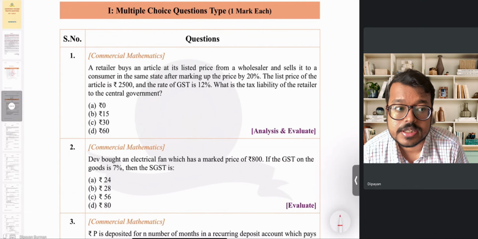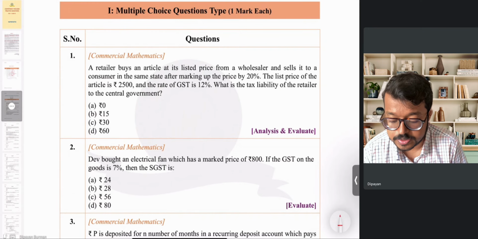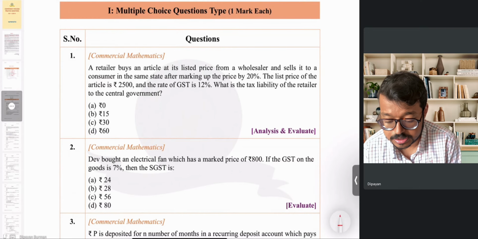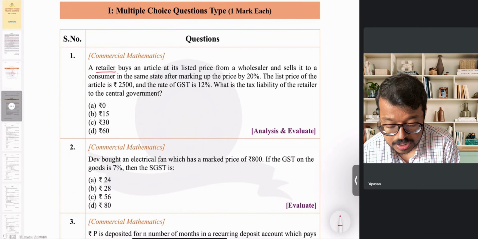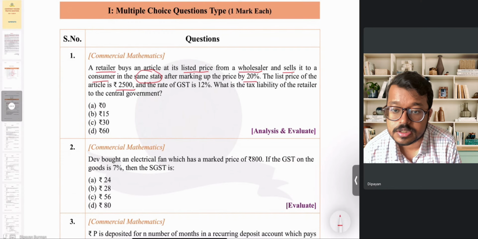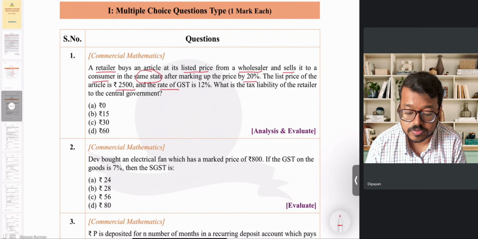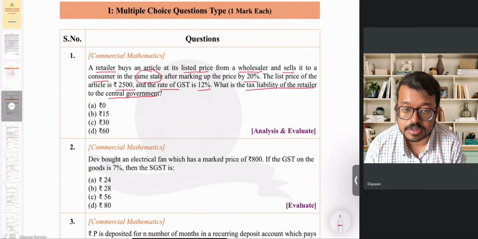Let's solve these MCQs. The first one is that a retailer buys an article at the list price from a wholesaler and sells it to a consumer in the same state after marking up the price by 20%. List price is 2500, rate of GST is 12%. What is the tax liability of the retailer to the central government?